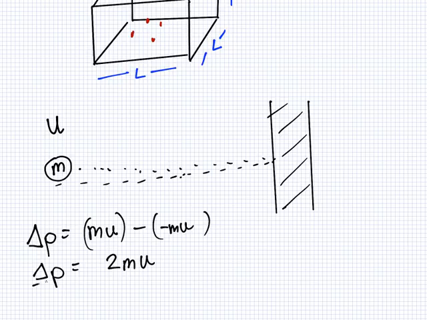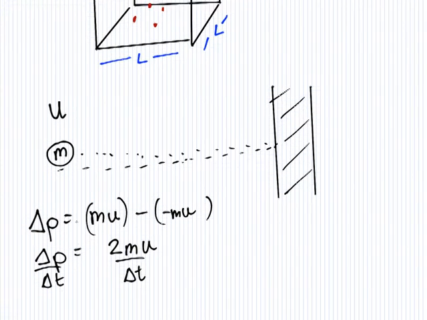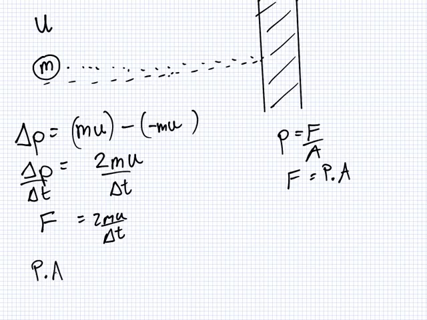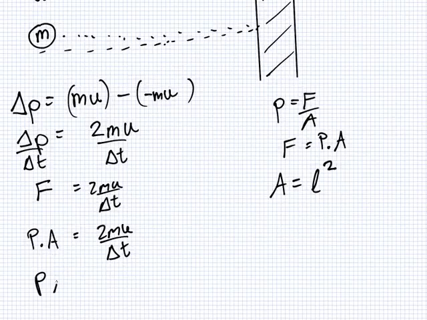Yeah. Now, if I divide both sides by delta t, the time here, what will this become? The force. So you have force equals 2mu over delta t. But remember, pressure is force over area. So force is pressure times area. So here I can get pressure times area equals 2mu over delta t. Is that okay so far? Yeah. Now, what's the area here? 2L? No, not 2L. Oh, you were closer to 2L. L. Thank you, yeah. L squared. So now we can get PL squared equals 2mu over delta t.